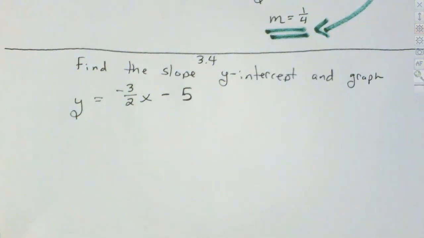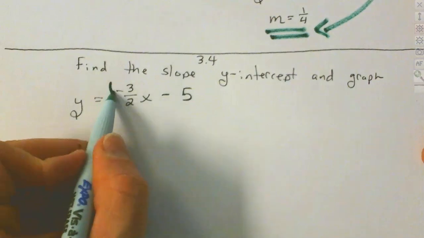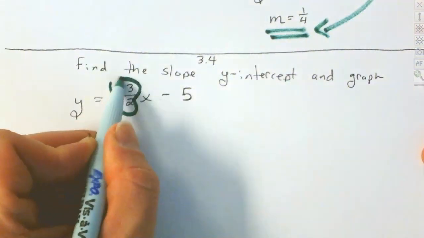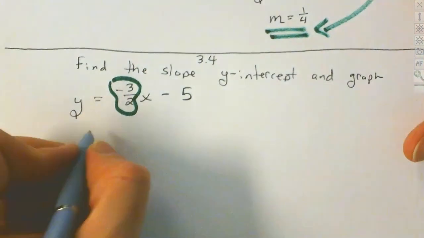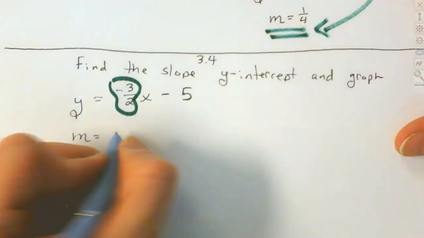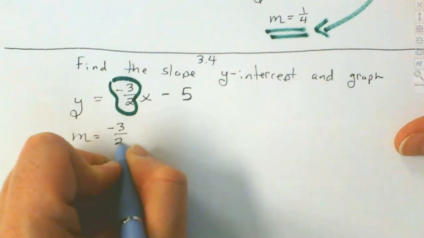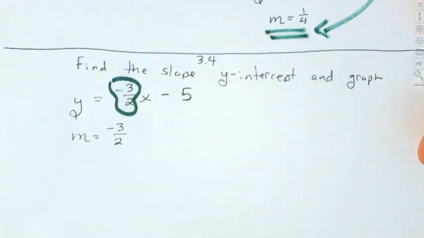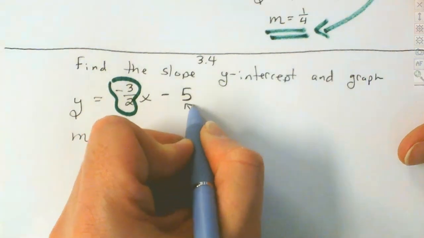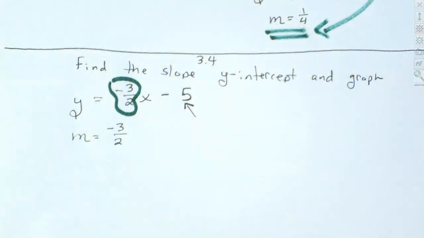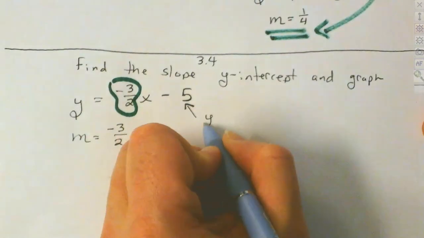Now, first off, to find the slope, it has to be solved for y. So this is already solved for y. And we just did this a moment ago. So the number in front of the x, that is your slope. So in this case, my slope would be what? Minus 3/2, right? Now, we talked about the y part here on the end, the b part, when we solved it for y, and that was your y-intercept.